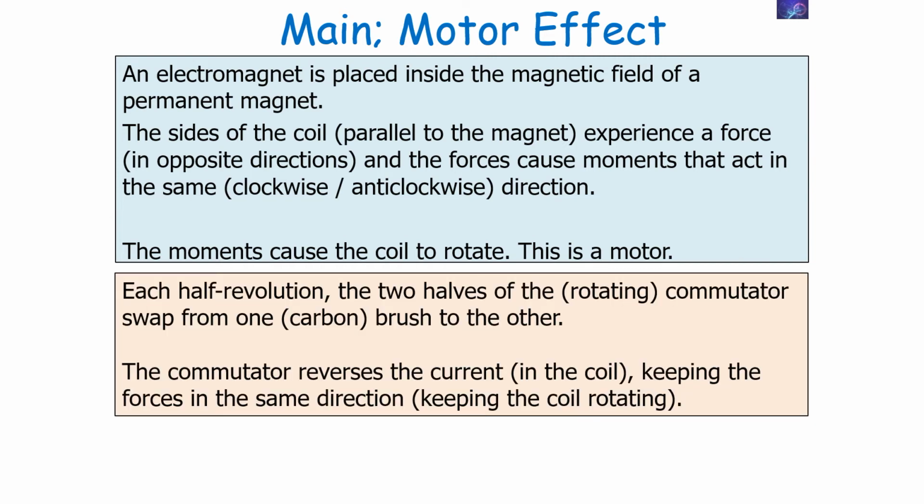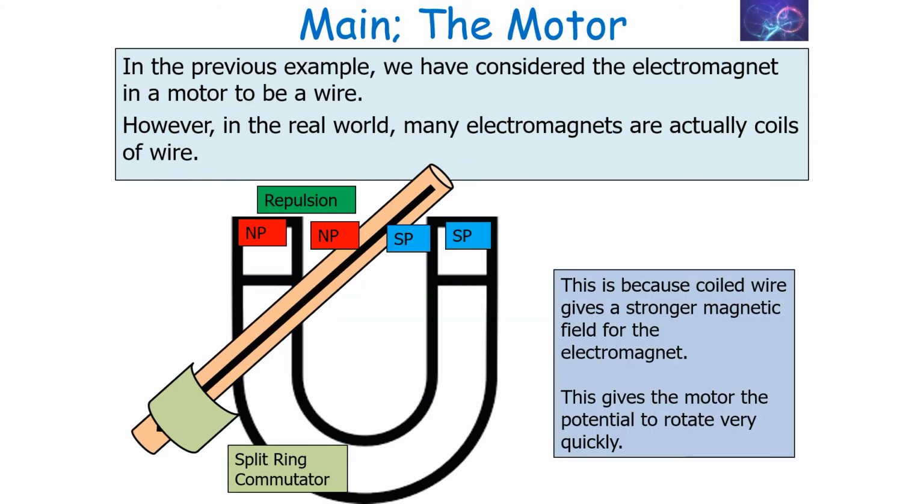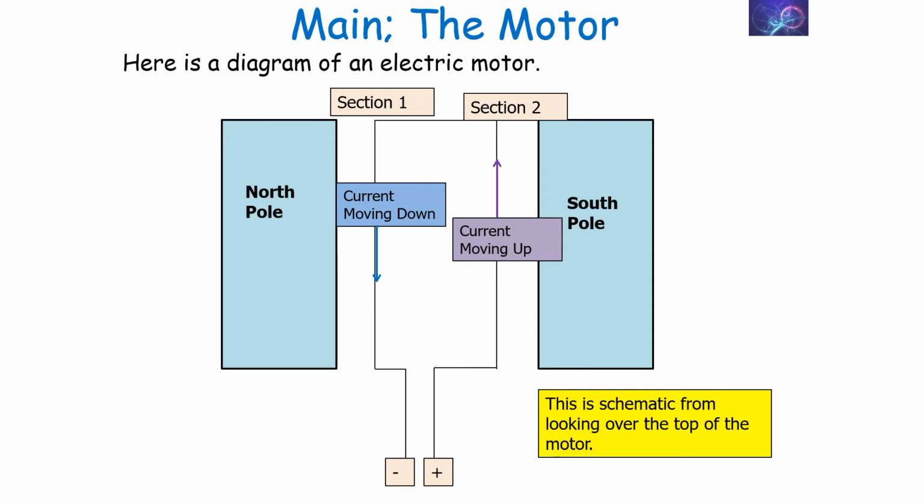Each half revolution, the two halves of the rotating commutator swap from one brush to the other brush, so the commutator reverses the current in the coil, keeping the forces in the same direction, and the coil keeps on rotating. In our previous example, we've considered the electromagnet in a motor to be a wire. However, in the real world, many electromagnets are actually coils of wire. This is because a coiled wire gives a stronger magnetic force, so as a result it allows it to rotate faster.